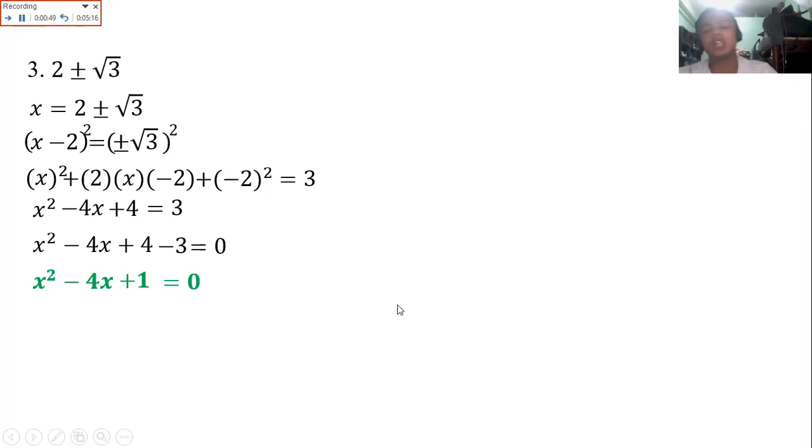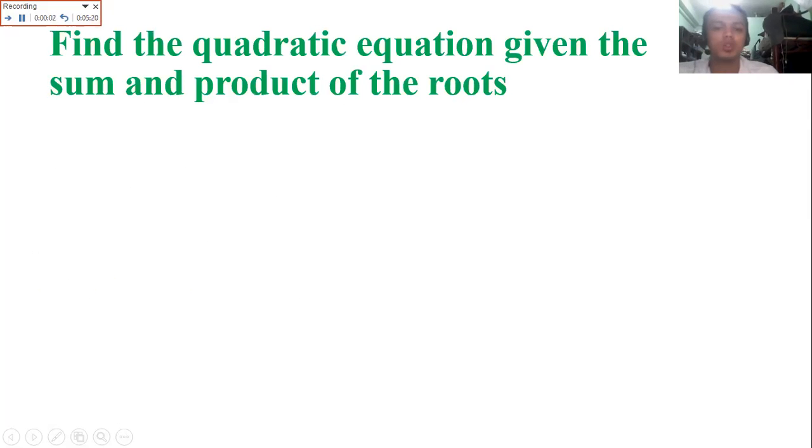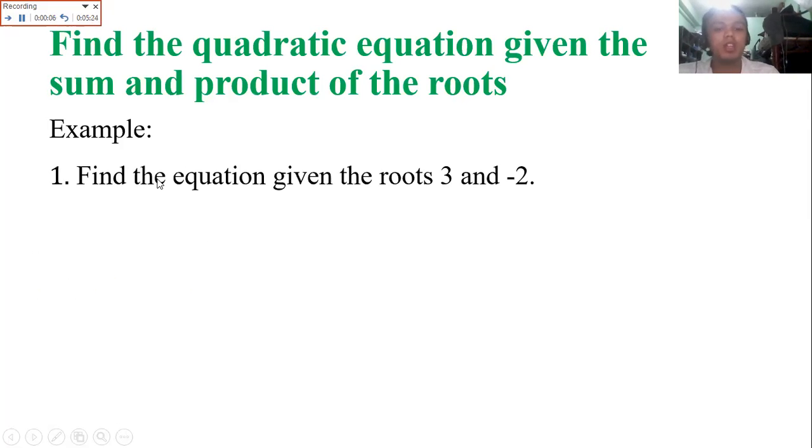So meron din tayong another method in finding the quadratic equation given its roots, by using the sum and the product of the roots. Example, find the equation given the roots 3 and negative 2. So given yung roots dito, gagamitin naman natin yung sum and product of the roots nila. Your R here is 3, your S is negative 2. Sabi ko last video lesson na pwede mag-interchange yan. Pwede si R maging negative 2, si S maging positive 3. Pwede yan, pwede.